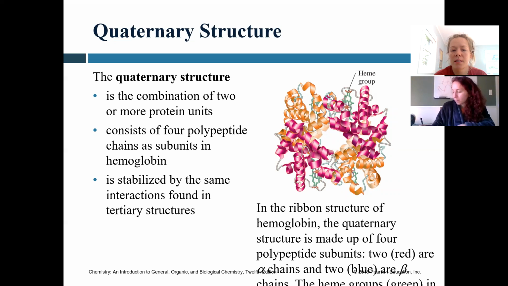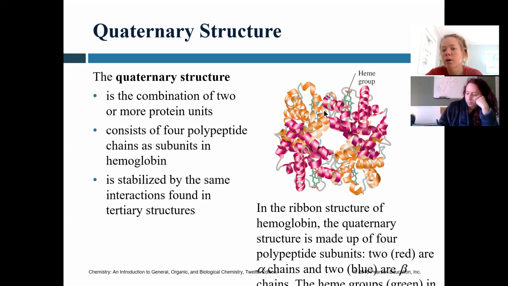It usually consists of 4 polypeptide chains as subunits, for instance in hemoglobin. So here's hemoglobin, and it's got 4 different subunits. Going back to the phone cord, the twisting phone cord would be a secondary structure. Taking the phone cord and squishing it into a ball would be a tertiary structure, and then taking that ball and sticking it in a box with 4 other phone cords, because we don't use those anymore and we're going to throw them away, that would be a quaternary structure.